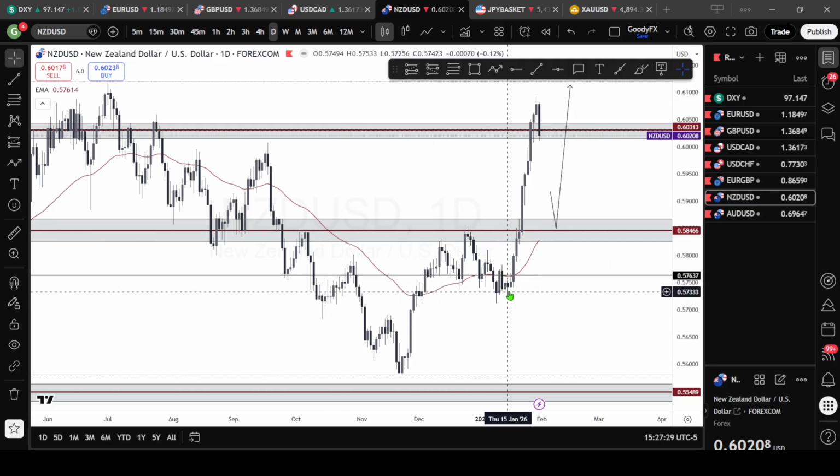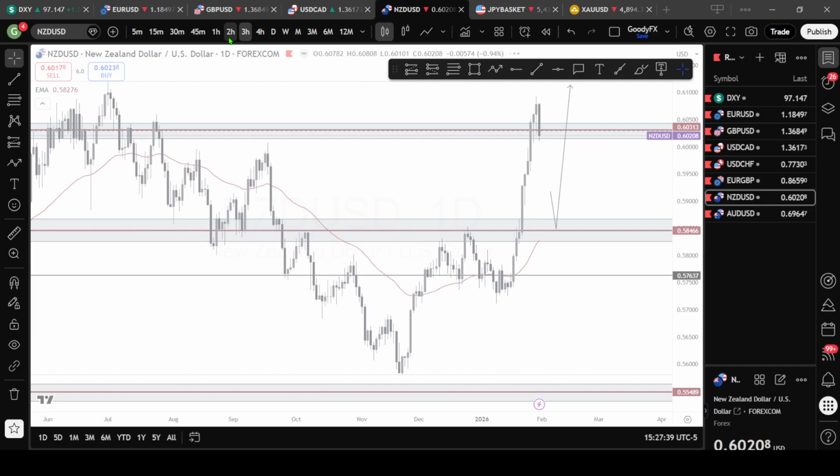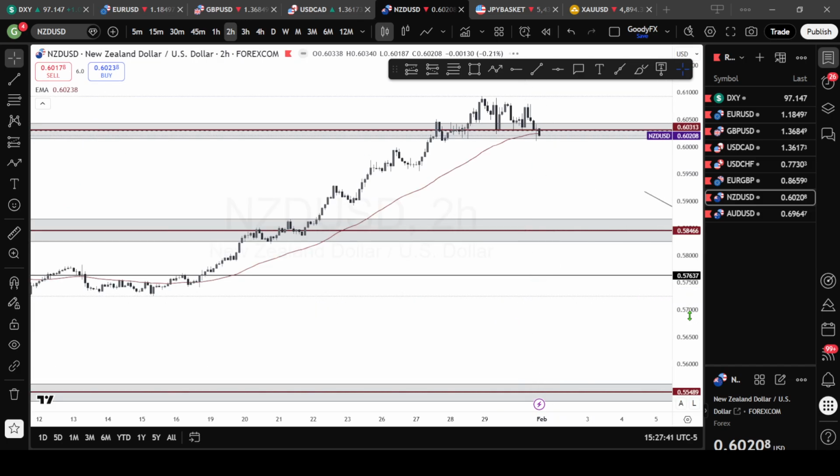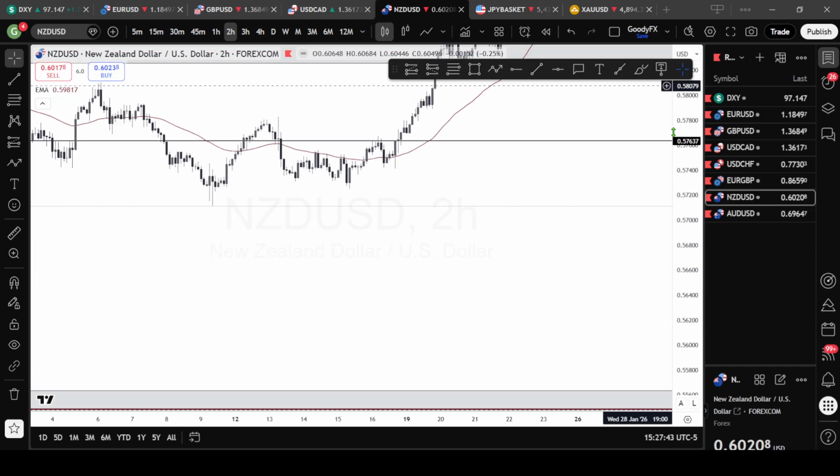I missed this move like I explained before, and you can see basically what happened here. We swept liquidity here, so I was expecting this high to be targeted, which eventually it did. But why I missed it was because market didn't come into my area of interest.